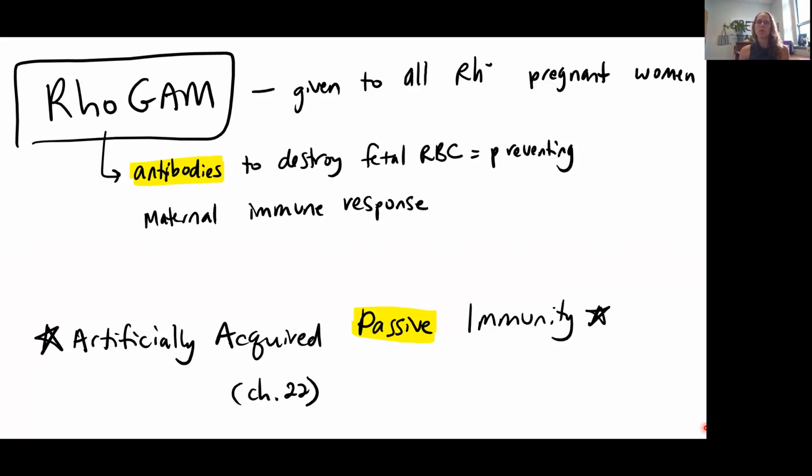This is an example of what we're going to call in chapter 22 artificially acquired passive immunity. Artificial because it's injected, acquired because obviously you're not born with this, and then the passive part means that her body is not producing an immune response. Those antibodies are being administered to her, and so then there's no memory associated with this sort of treatment. So every single pregnancy would require the RhoGAM shot. All right, and that is it for now.